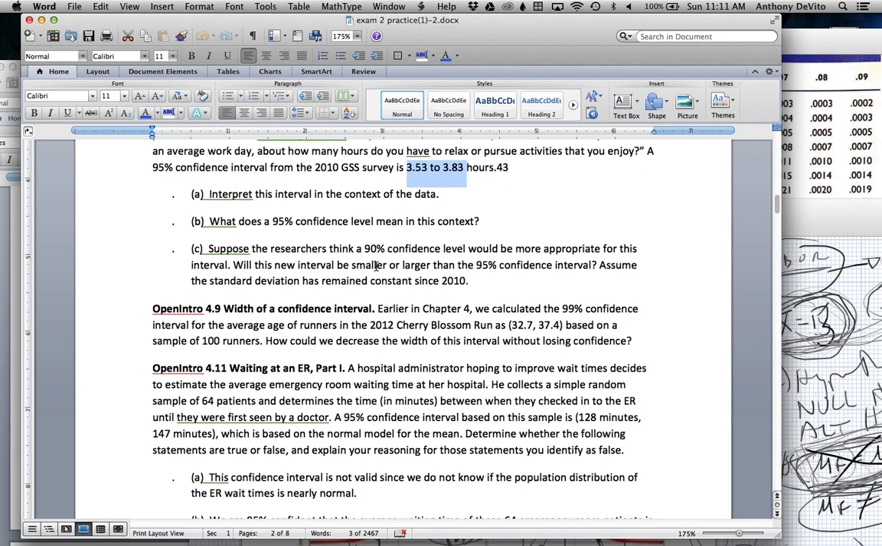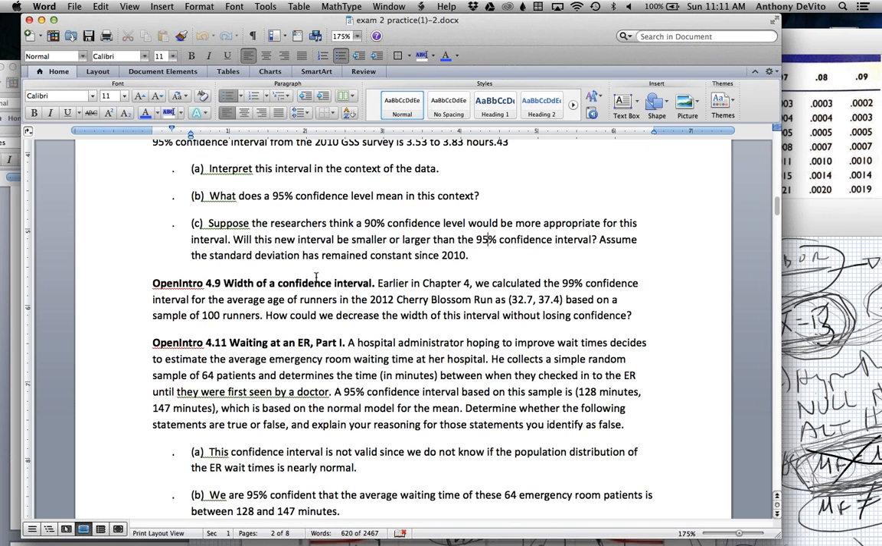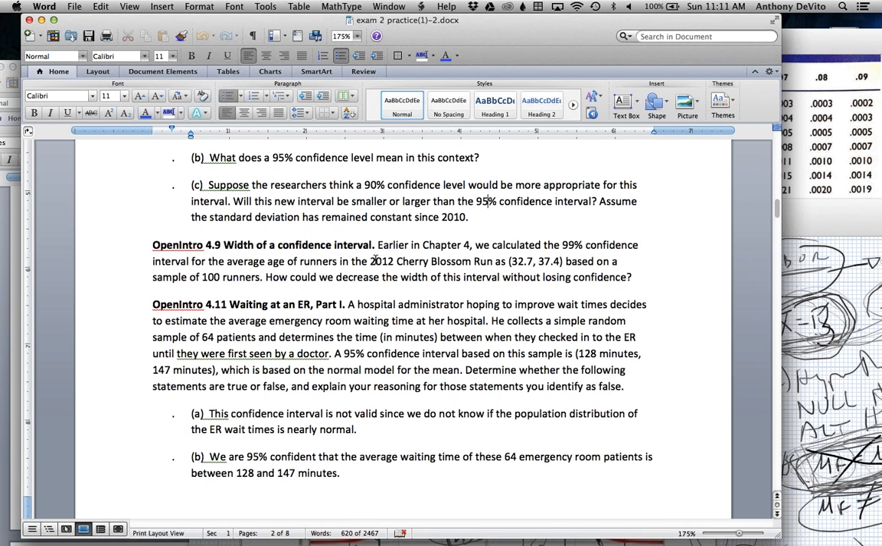Suppose the researchers think a 90% confidence interval will be more appropriate for this interval. Will this new interval be larger or smaller than the 95% confidence interval? What do you guys think? Would a 90% confidence interval for the number of free hours for this population be smaller or larger? Right, it would be smaller. It would be narrower because they're willing to accept more chance of being wrong to give them a smaller range. In other words, they would use 1.64 for Z instead of 1.96. Assume the standard deviation stays the same.